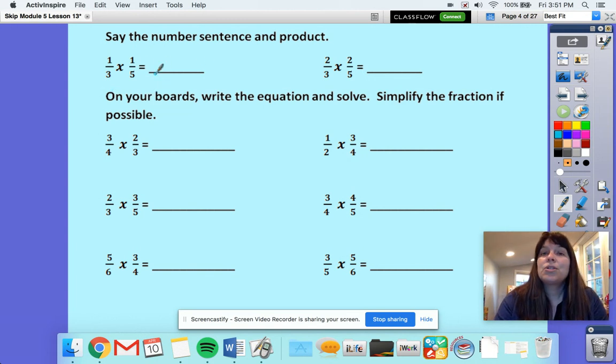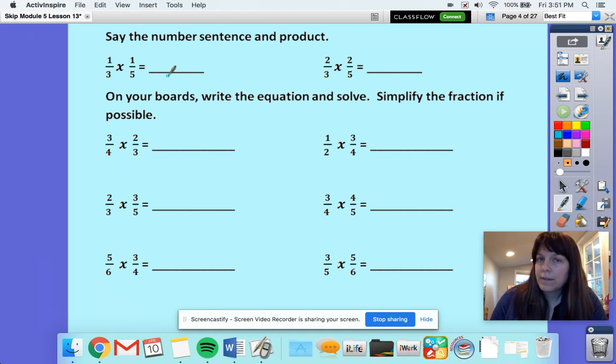So you want to make sure that you have a pen or a pencil and a notebook or something to write with for this part. So I'm going to give you some time to think and then say the answer. So say the number sentence and the product.